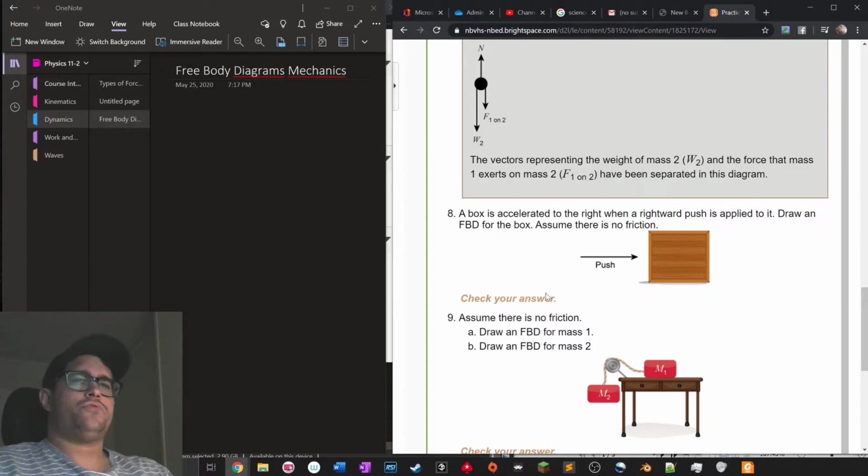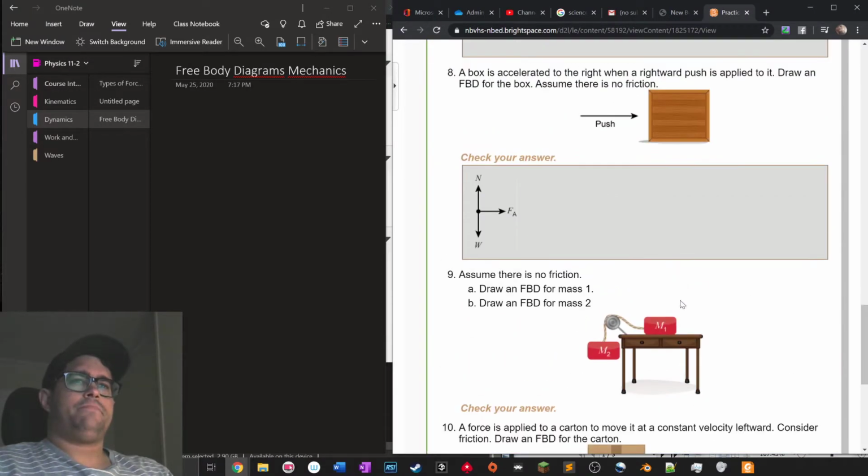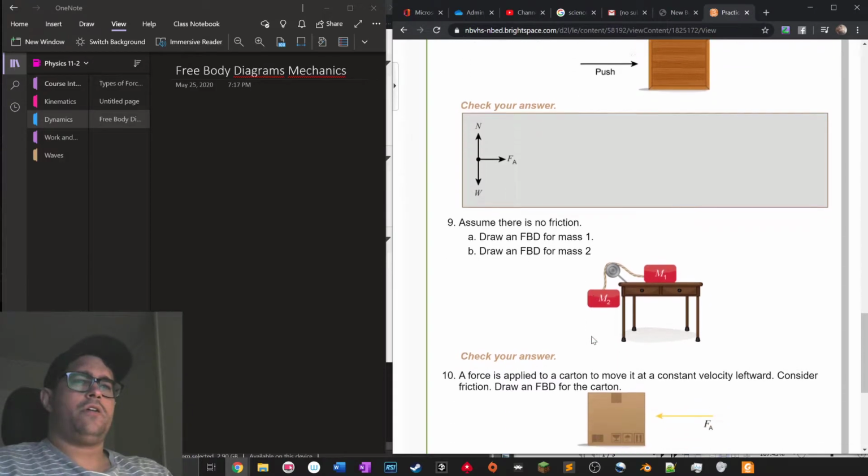Draw, and there is no friction. So we're just looking at one force to the right. There's also a weight and a normal force. Yep, FA. Assume there's no friction.